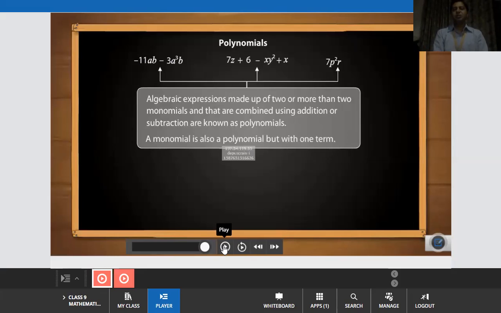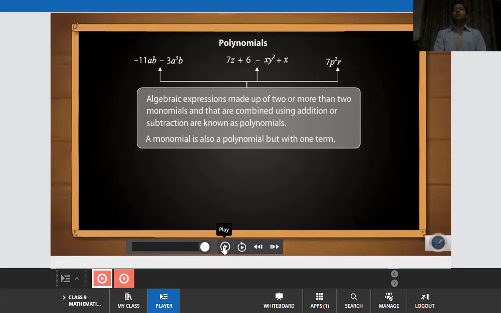So an algebraic expression made up of two or more monomials that are combined using addition or subtraction signs is known as a polynomial. A monomial is also a polynomial, but with a single term. So a monomial is also a polynomial. Two monomials combined with an addition or subtraction sign is also a polynomial. Two or more than two, that is 3, 4, and so on.